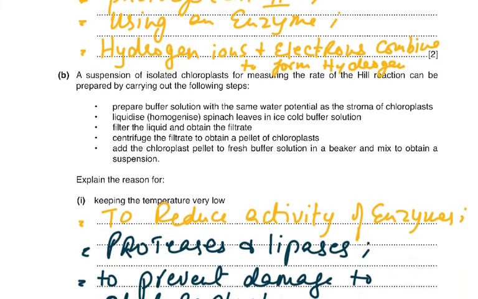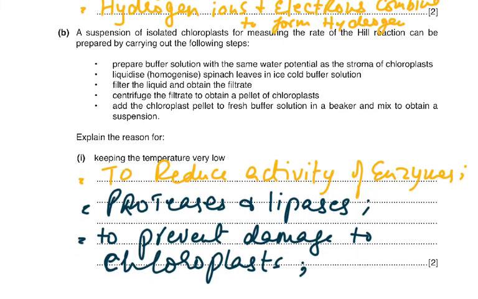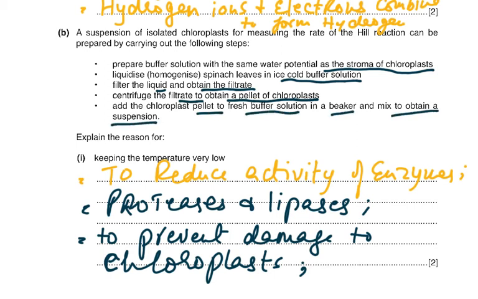A suspension of isolated chloroplasts for measuring the rate of the Hill reaction can be prepared by carrying out the following steps. Prepare a buffer solution with the same water potential as the stroma of the chloroplast. Liquidize or homogenize, homogenize means you make it homogeneous, spinach leaves and ice cold buffer solution. Filter the liquid and obtain the filtrate. Centrifuge the filtrate to obtain a pellet of chloroplasts. Add the chloroplast pellet to fresh buffer solution in a beaker and mix to obtain a suspension.